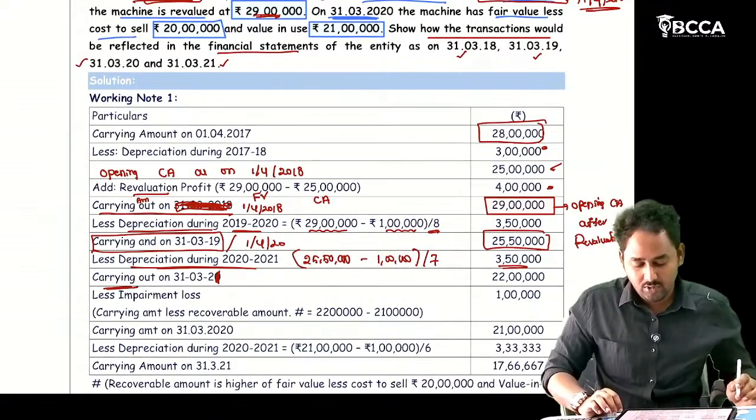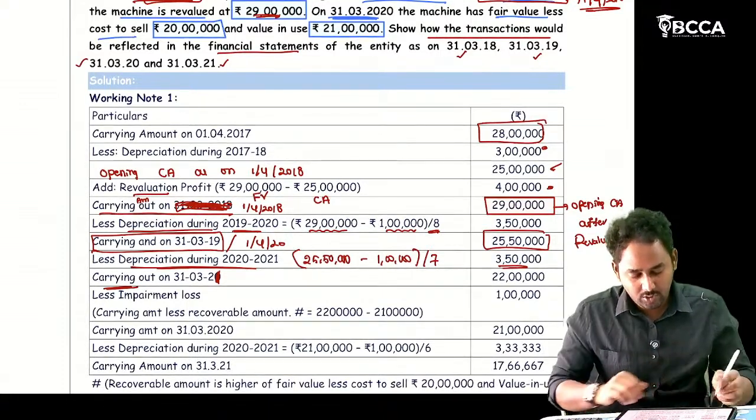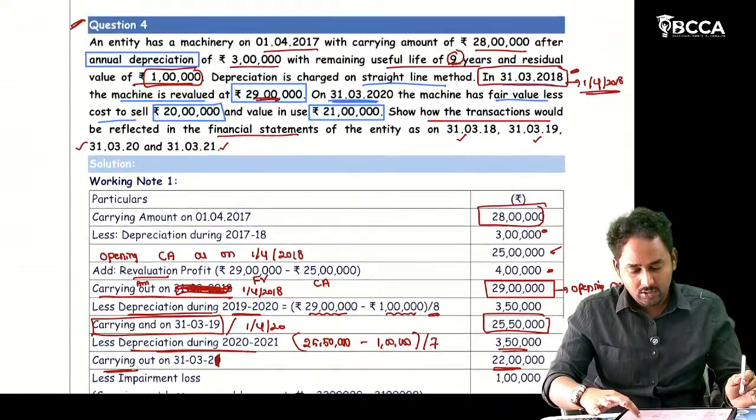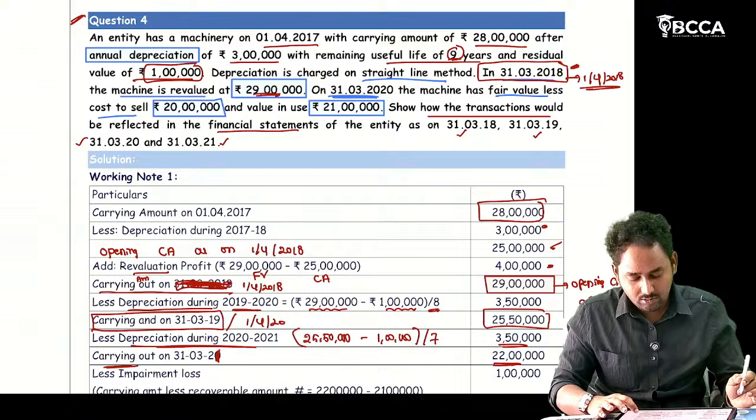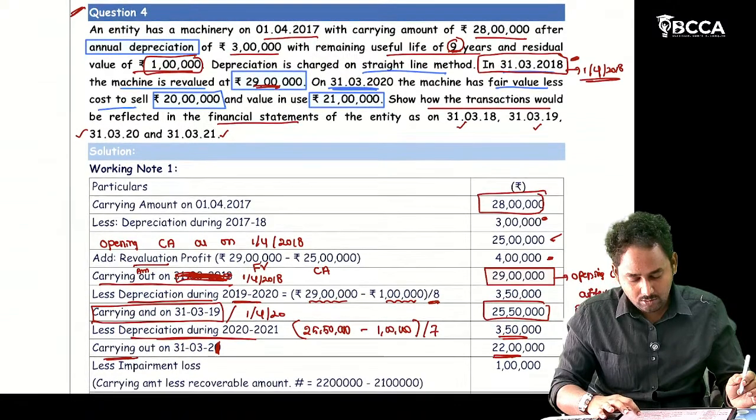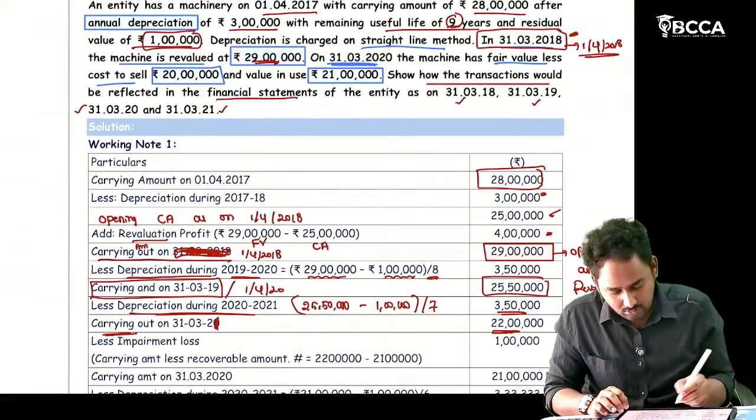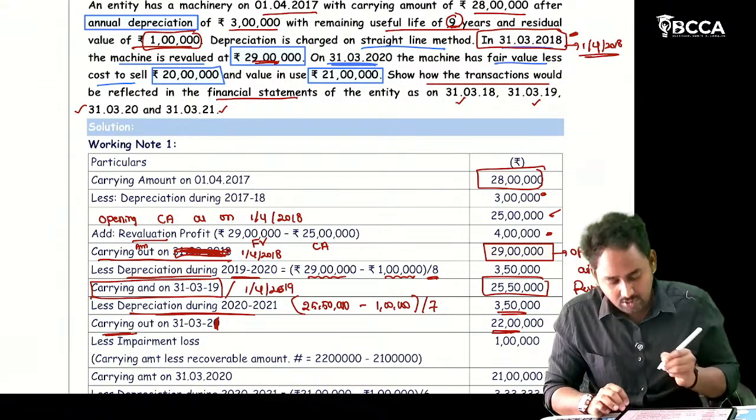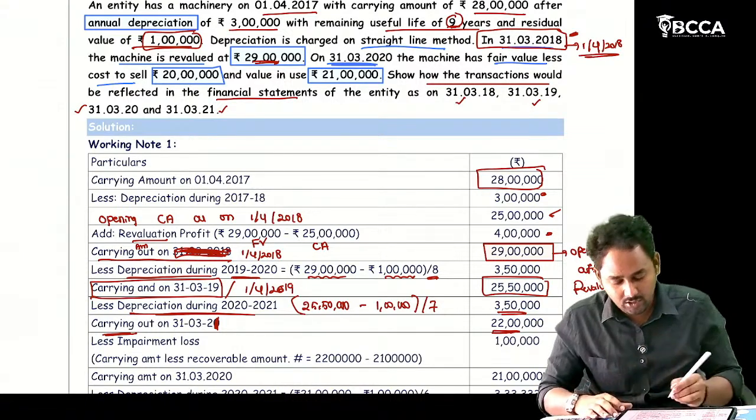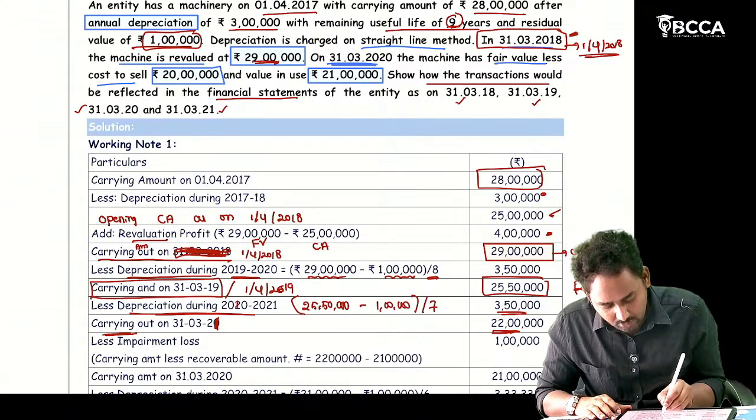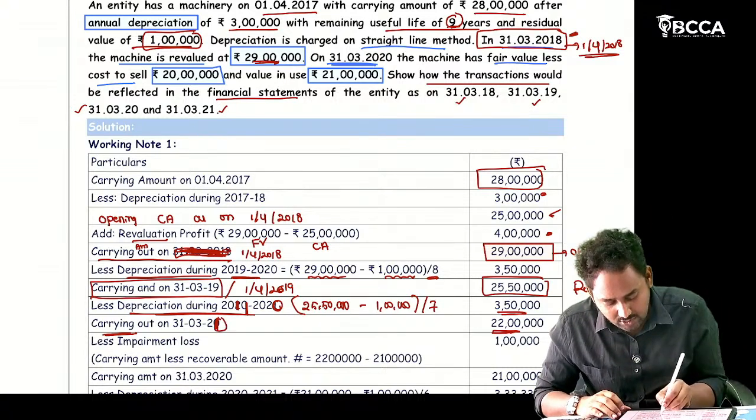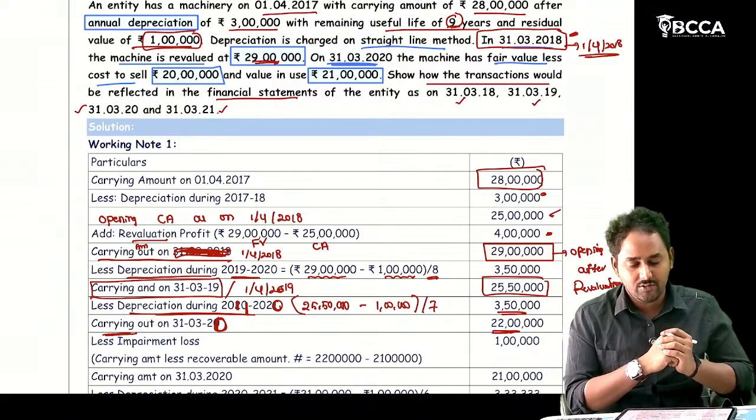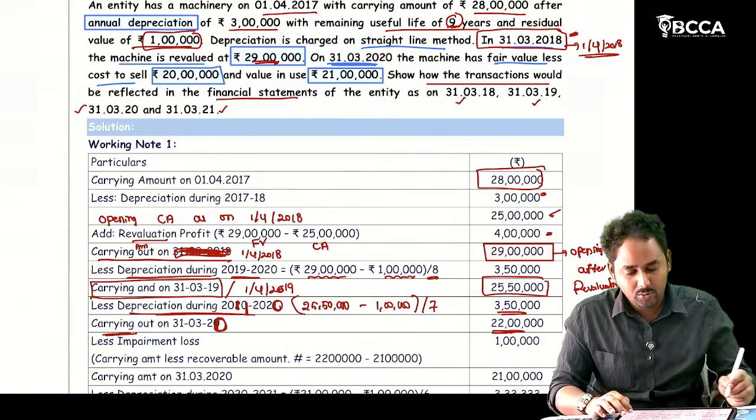Closing carrying amount as on 31st March 21, I got the 22 lakhs value. Then as on 1/4/2019, the depreciation for 2019 and 2020. So this is the closing carrying amount as on 31st March 20. What is the value? 22 lakh.